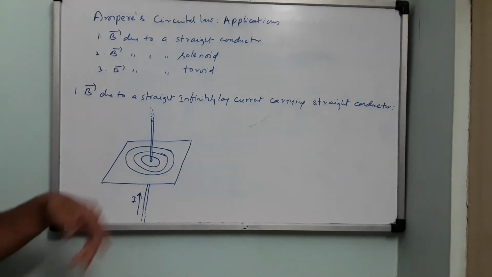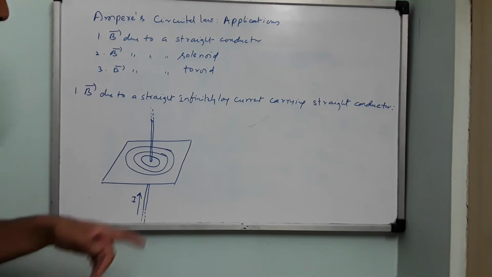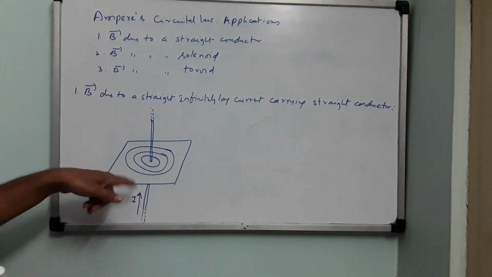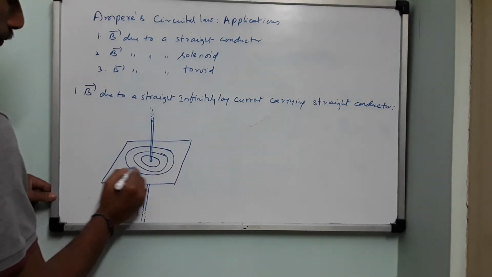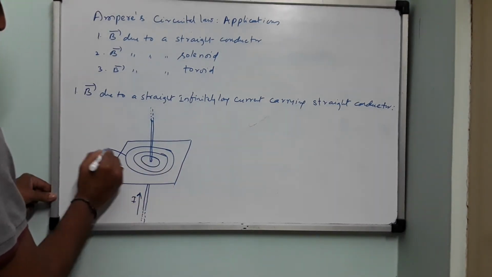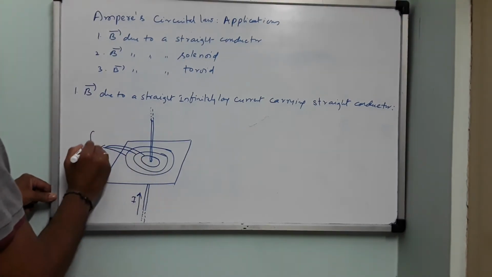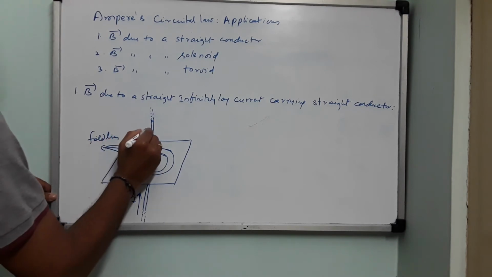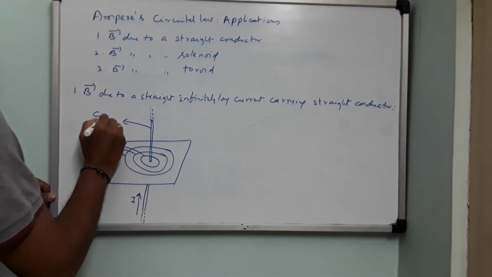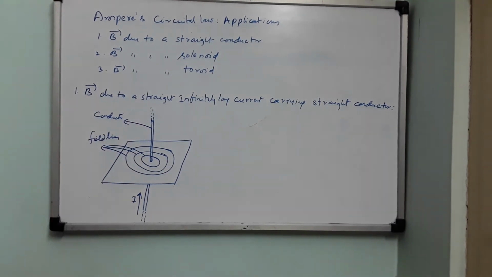So draw the pattern of magnetic field lines due to a long straight current carrying conductor means you have to draw this. What are these lines? These lines are nothing but magnetic field lines. So this is B. Field lines. What is this? This is your conductor. Right? The current is going like this.